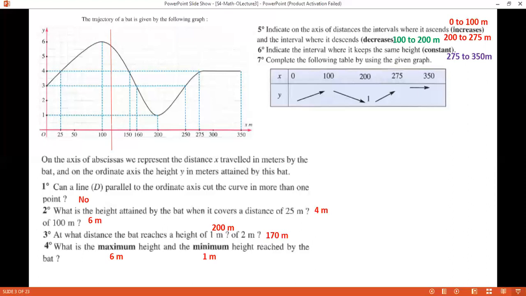So let us complete the following table by using the graph. When the x was 0, the y is 3. It increased when the x becomes 100 and the y 6. Then it decreased. If you can see this arrow, it indicates that the graph decreases till 200 and the y is 1. Then it increased till 275 where the height is 4, and it remains constant as it continues. Okay?